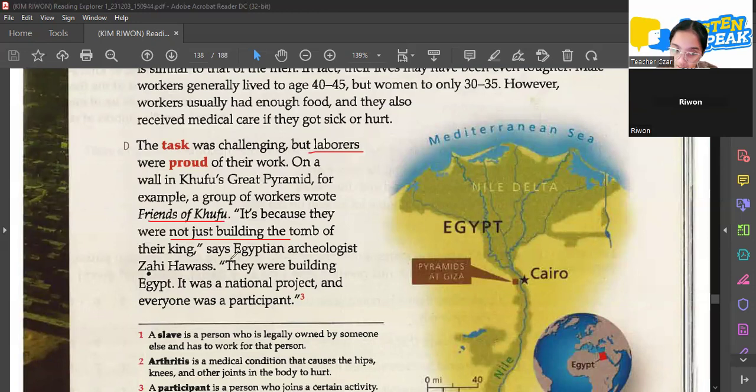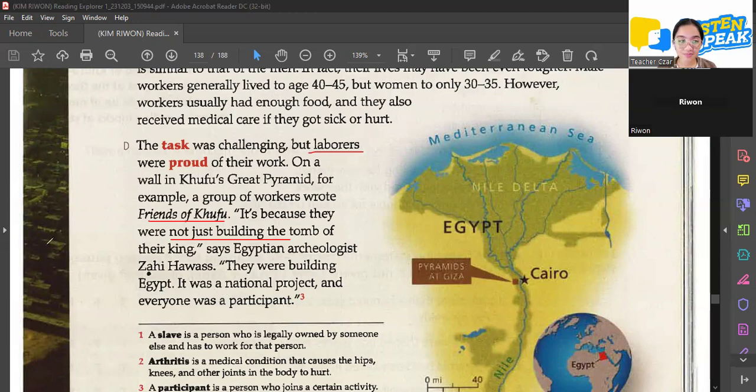Okay. On the other hand, says Egyptian archaeologist Zahi Hawass, they were building Egypt. It was a national project and everyone was a participant. Meaning, building the pyramids of Giza is not just building a tomb for the king. It is a national project and everyone should participate in this kind of project or activity, like building the pyramid of Giza.